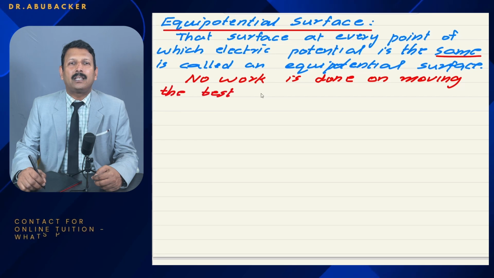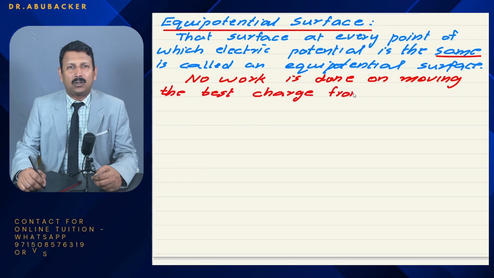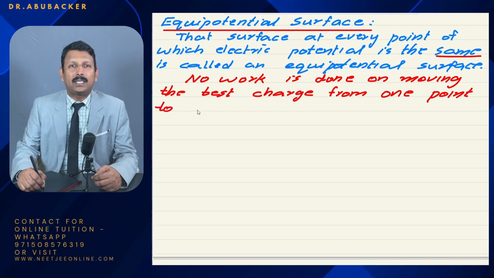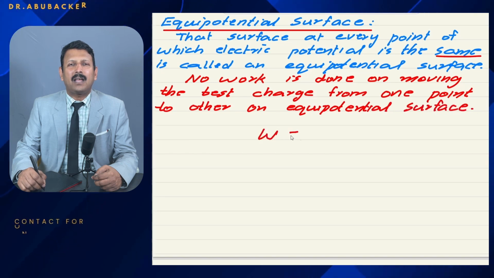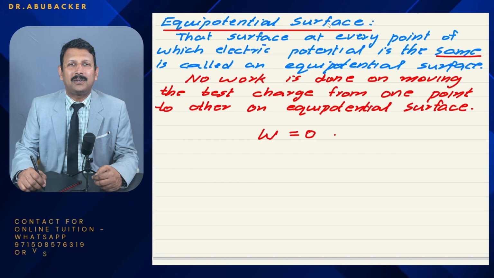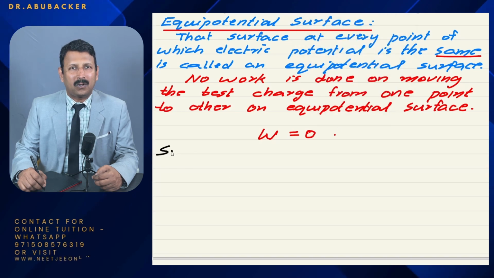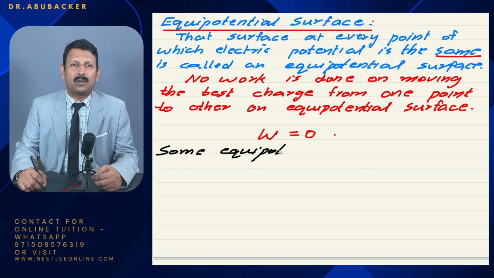And one board question was like this: what is the work done required to move a charge from one point to another point within an equipotential surface? The answer is 0. Why is it 0? Because both places have the same potential, no difference between them. That is the reason work done is equal to 0. This is a 1 mark question. Another one is also a 1 mark question.